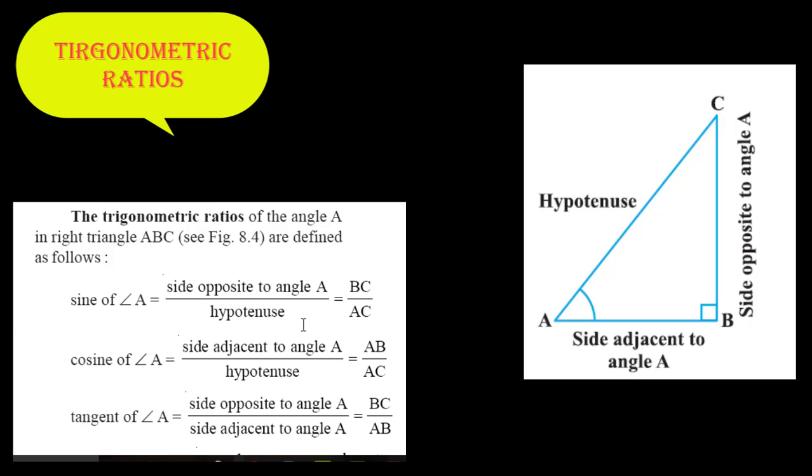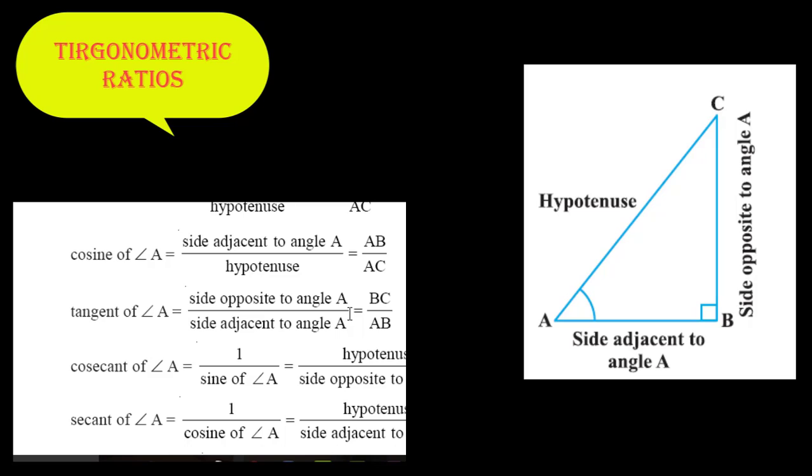Cosine of angle A is the side adjacent to angle A, that is base, upon hypotenuse. Base is AB and hypotenuse is AC. So cosine of angle A is equal to AB upon AC. Tangent of angle A is the side opposite to angle A upon the side adjacent to angle A, that is perpendicular upon base. If you consider the sides, tangent of angle A is equal to BC upon AB.